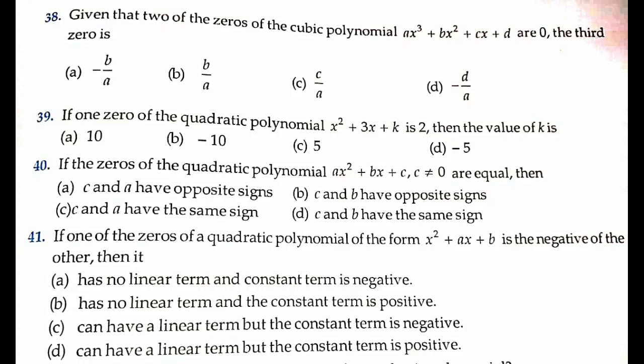If one of the zeros of the quadratic polynomial x square plus ax plus b is the negative of the other, then surely in this situation, read the question carefully and observe it. If one of the zeros of the quadratic polynomial of the form x square plus ax plus b is the negative of the other, that is, if one is alpha, another is minus alpha, then surely in this situation we must have no linear term. That is option A: no linear term and the constant term is negative.